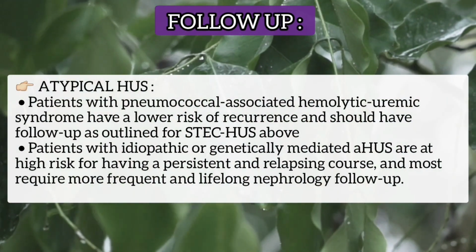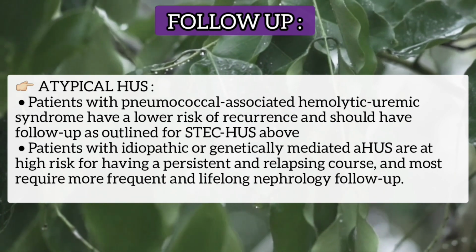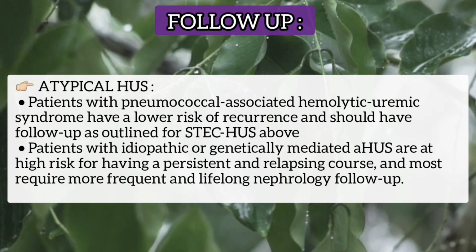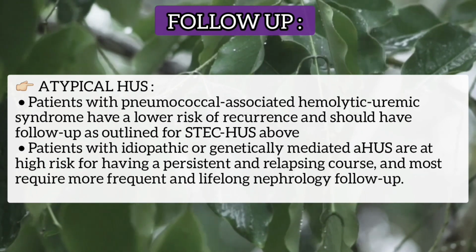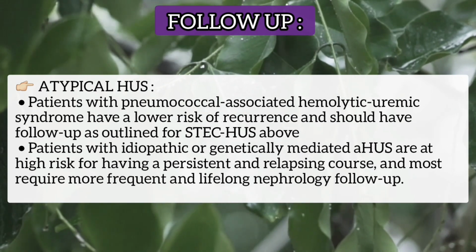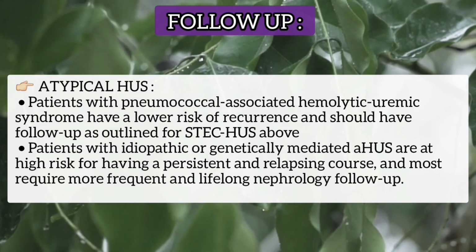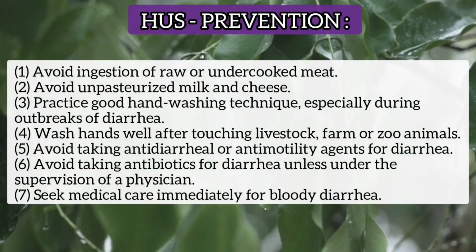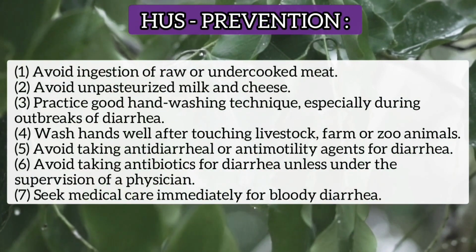Now, patients with pneumococcal-associated hemolytic uremic syndrome have a low risk of recurrence and should have follow-up as outlined above. Patients with idiopathic or genetically mediated hemolytic uremic syndrome are at high risk of having a persistent and relapsing course and most require more frequent and lifelong nephrology follow-up. Now, I will briefly give you the preventive measures of hemolytic uremic syndrome.